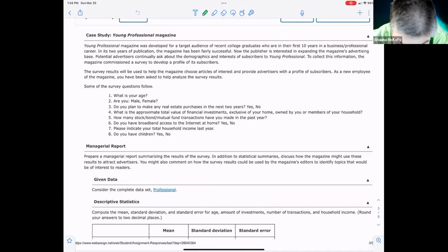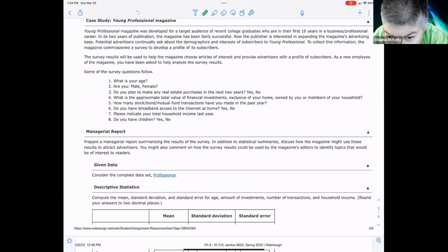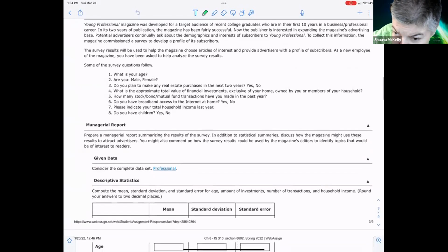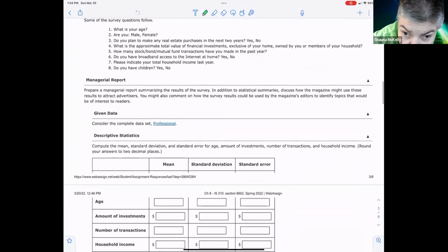Then prepare a managerial report summarizing the results of the survey in addition to statistical summaries. Discuss how the magazine might use these results to attract advertisers. You might also comment on how the survey results could be used by the magazine's editors to identify what topics would be of interest. Consider the complete data set.